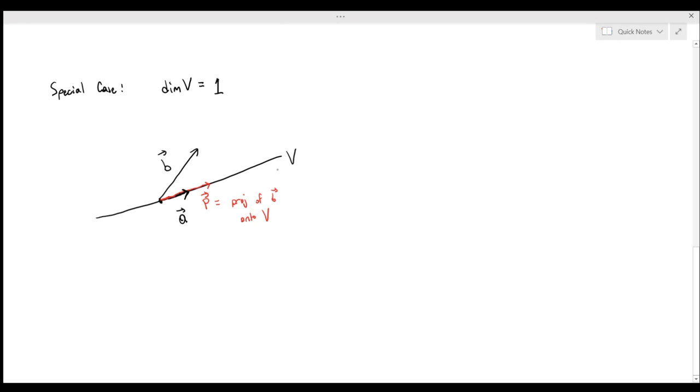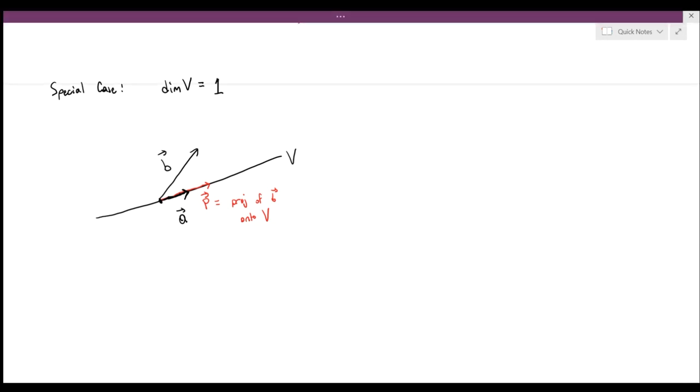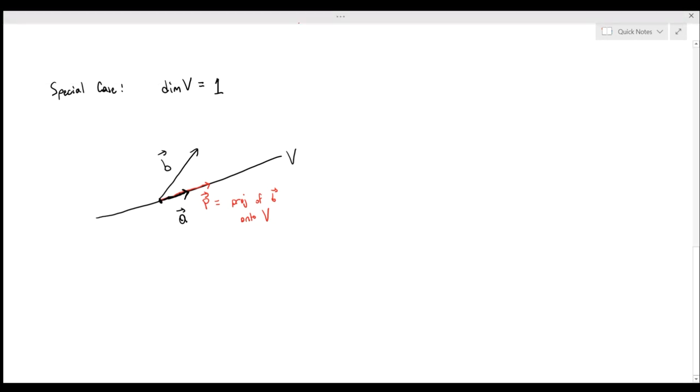And since V is just a line, notice that vectors A and P are going to be multiples of each other because they lie on the same line. So what we can say right now is that the projection vector P is going to be a scalar multiple of the vector A.